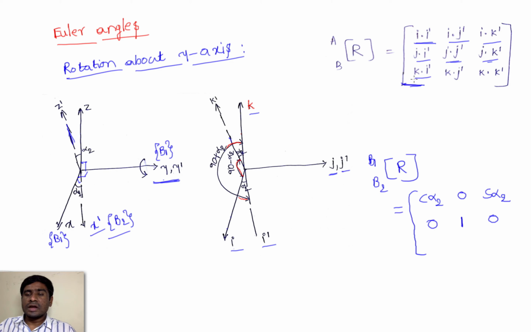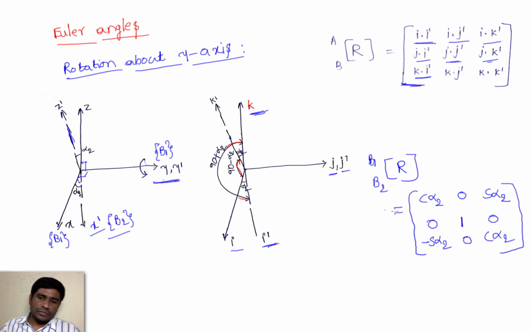And the angle between K and I dash, this is the K and this is the I dash. What is this angle? This is 90 plus alpha 2. So cos 90 plus alpha 2 is minus sin alpha 2 here. And again here the angle between K and J dash is 90 degrees, so its value is 0. And the angle between K and K dash, again that's alpha 2, so this is cos alpha 2. So this is the transformation matrix for when I rotate about the y-axis.